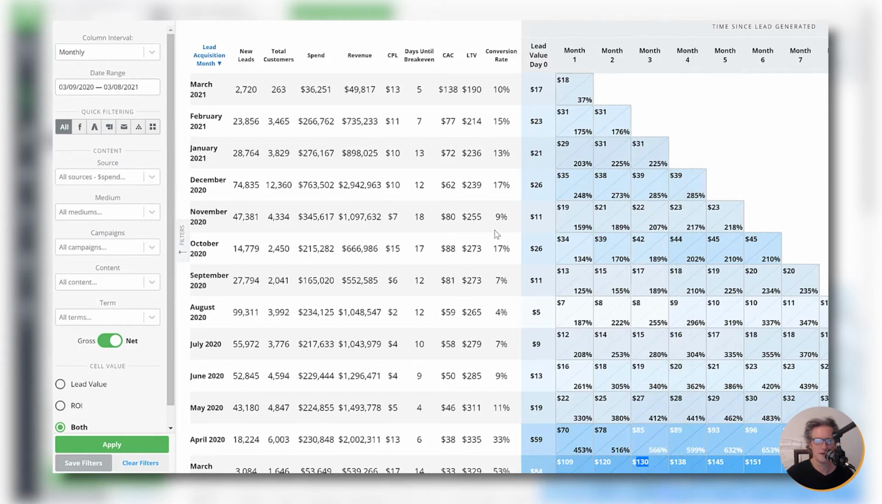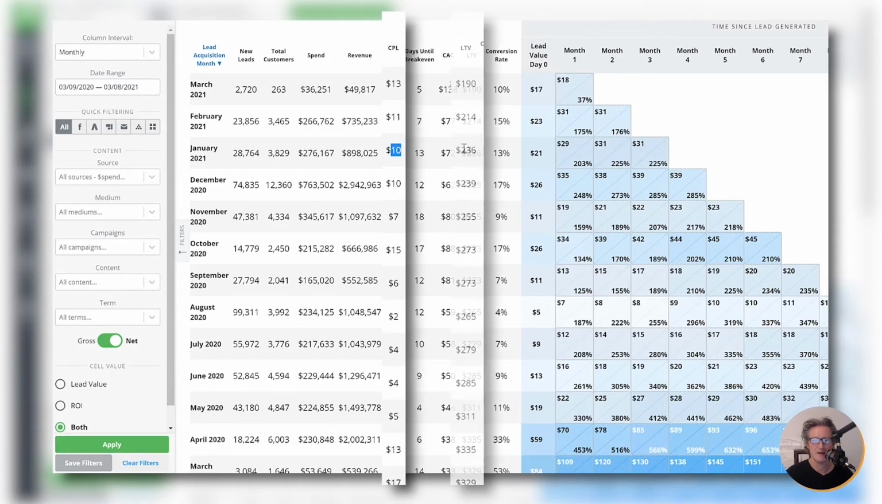Another way to consider best leads is the spread between CPL and LTV. What does a lead cost versus what's the lifetime value of a customer? And we'll see here, got some low CPLs and some high LTVs. Look at this June.